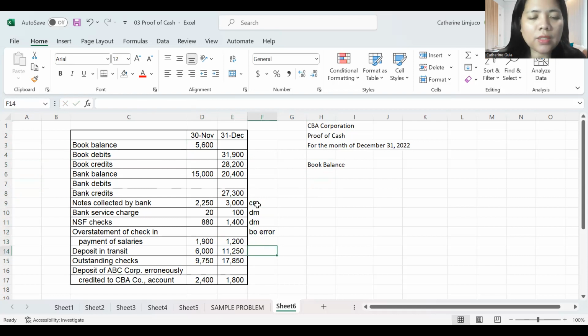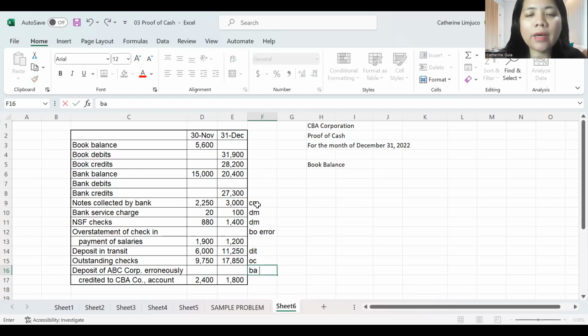Deposit in transit. This is DIP, a bank reconciling item. Outstanding check, another bank reconciling item. And the last one, deposit of ABC Corp. erroneously credited to CBA company. So this is a bank error. Okay, based on this data, we can now prepare a proof of cash.